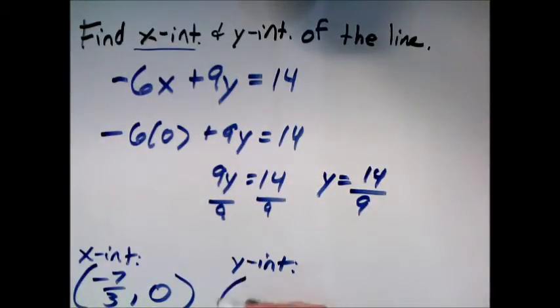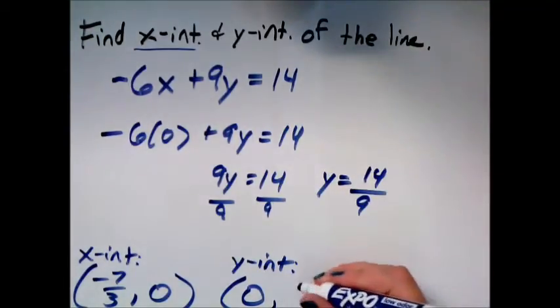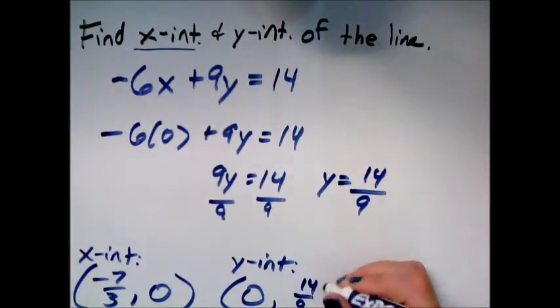And see how that also reminds me, okay, I put in x is 0. I know this has to be a y value because it says y equals 14 over 9. So I have 2 points, negative 7/3, 0, and 0, comma 14 over 9.